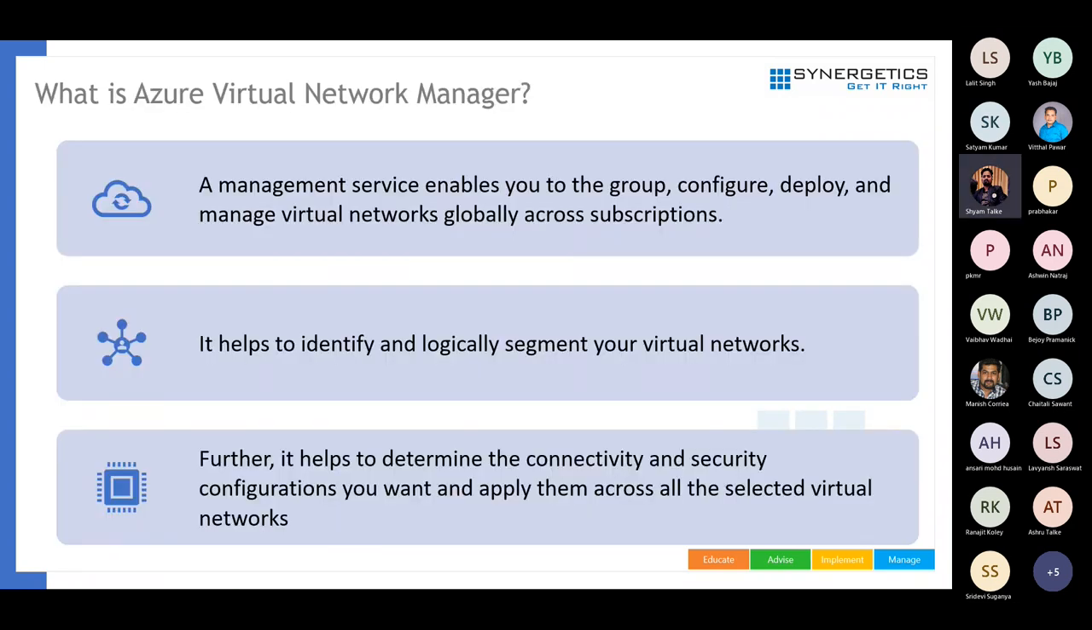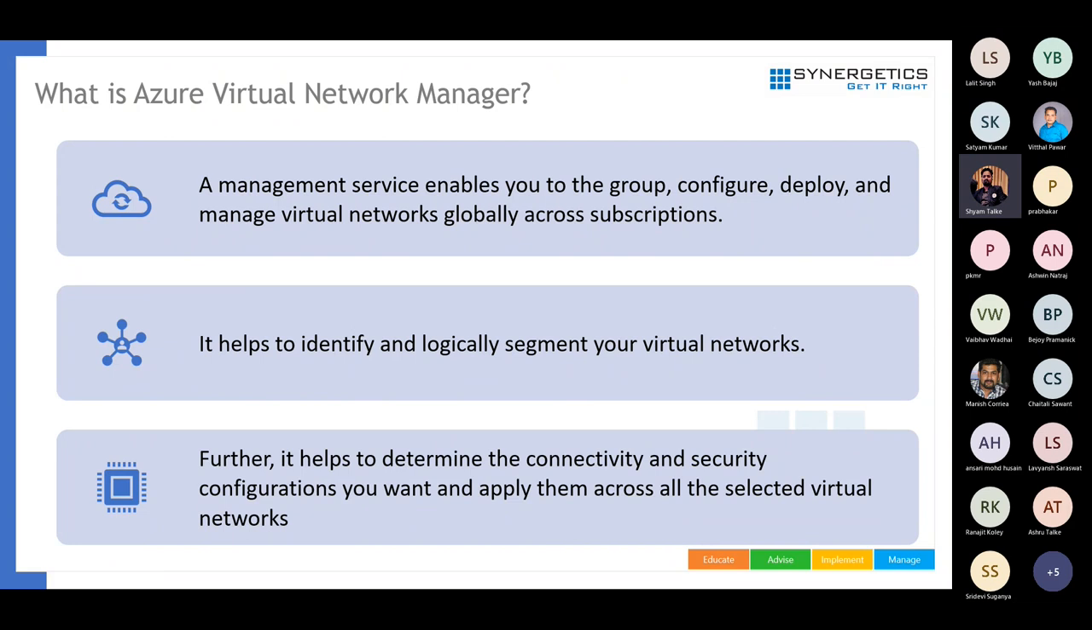So what is Azure Virtual Network Manager? I will call it AVNM going ahead. It's a management service that enables you to group, configure, deploy, and manage virtual networks globally and across subscriptions. So you can manage virtual networks that span multiple regions and multiple subscriptions. It helps to identify and logically segment your virtual networks. Using Azure Virtual Network Manager, you can create your topology like mesh or hub and spoke. Further, it helps to determine the connectivity and security configuration you want and apply them across all the selected virtual networks.